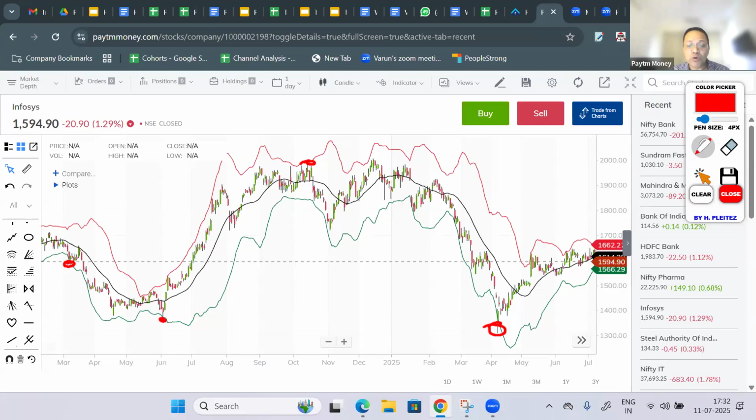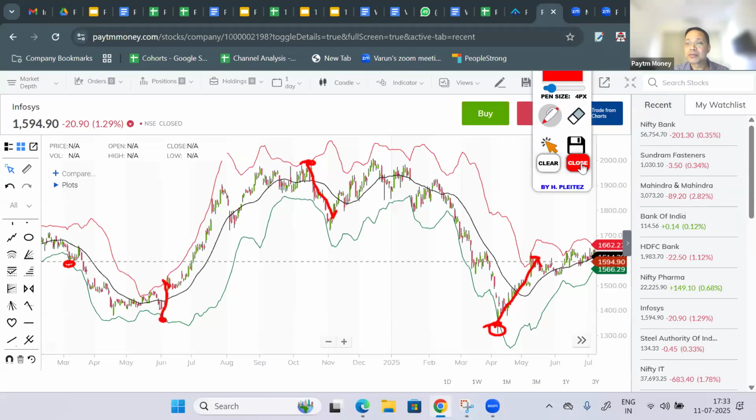But the moment price goes beyond 3 standard deviation, there is a very high degree of probability that the price is going to reverse. Do you agree with me, guys? Can you give me a quick check in the chat box? Right? Very high degree of probability that the price is going to reverse.